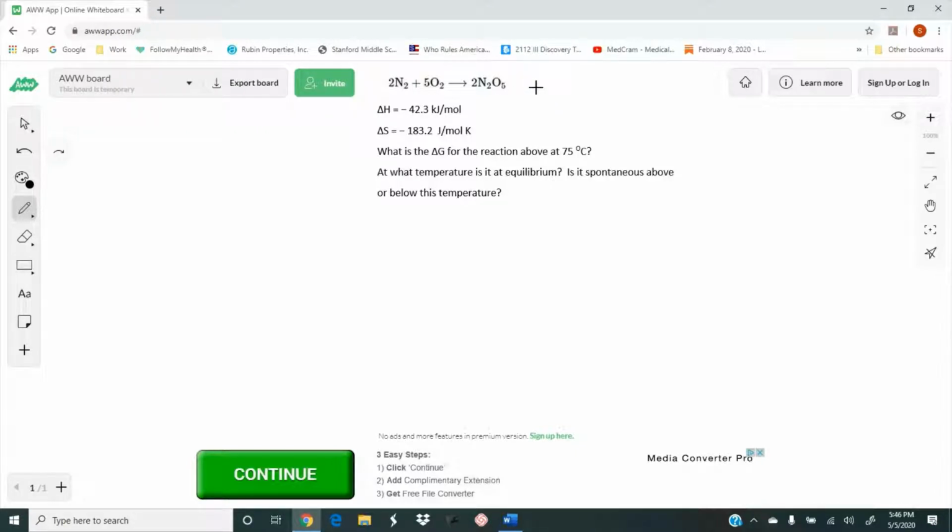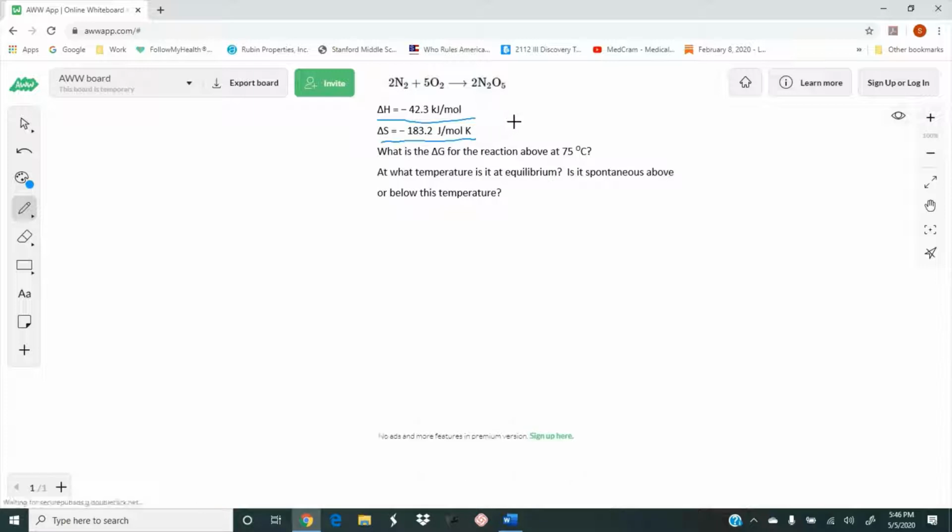So we have this problem over here. We have a chemical reaction: N2 plus O2 goes to form 2N2O5. And you have a delta H for it. It's an exothermic reaction. The enthalpy change is negative 42.3 kilojoules per mole. And the entropy change, the delta S, is negative 183.2 joules per mole Kelvin. Given that already. You don't have to calculate it.